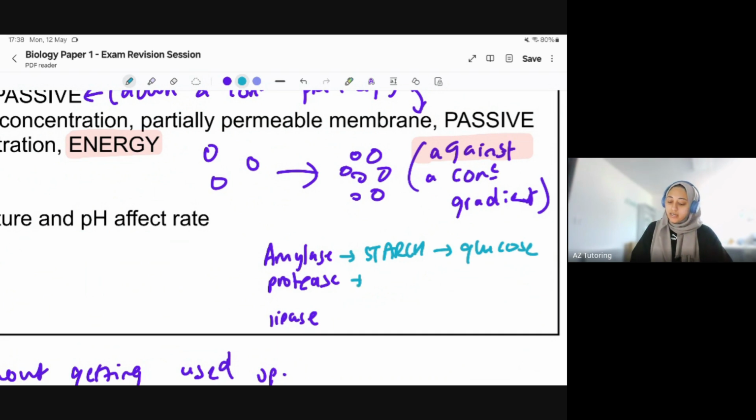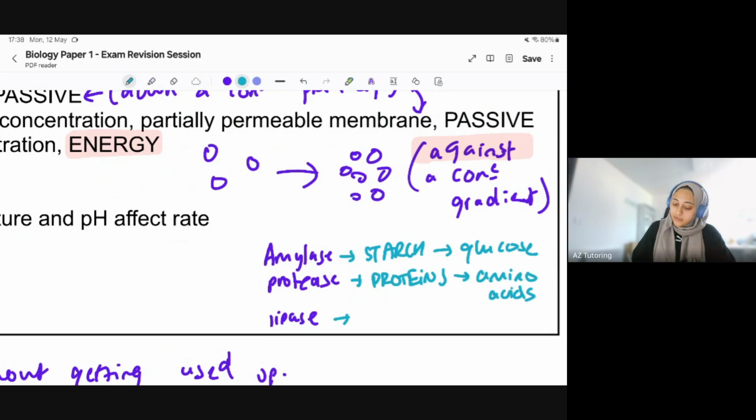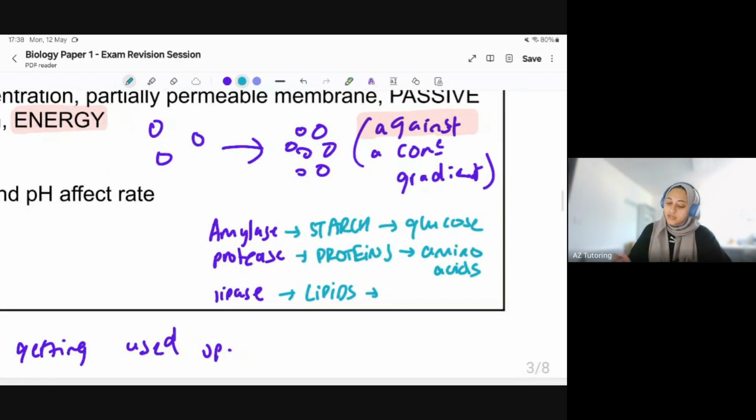We've got protease. It's got "protein" in the name. Protease breaks down proteins. And what does it break down proteins into? It breaks them down into amino acids. And finally, lipase, they break down lipids. Try and say the word lipids. Don't say the word fats, even though lipids are fats, but they want the specific word lipids. And it breaks down lipids into fatty acids and glycerol. You have to say both of these.